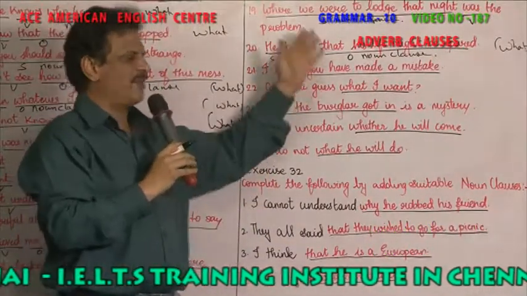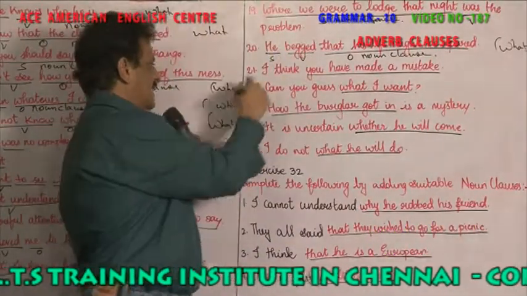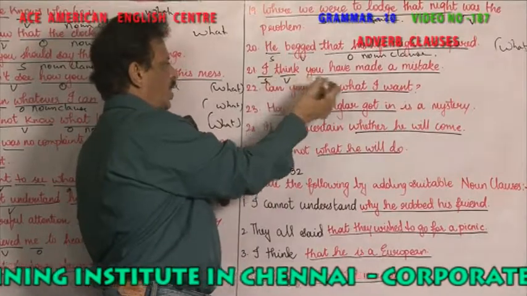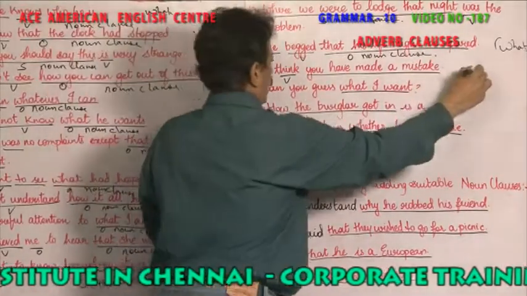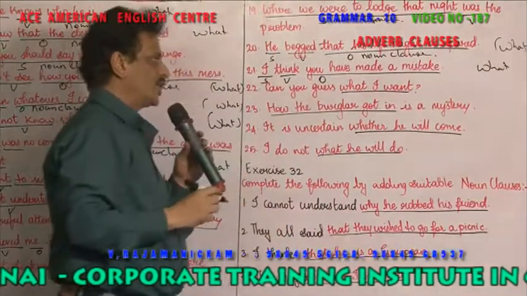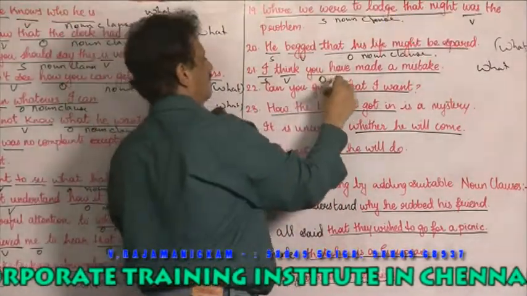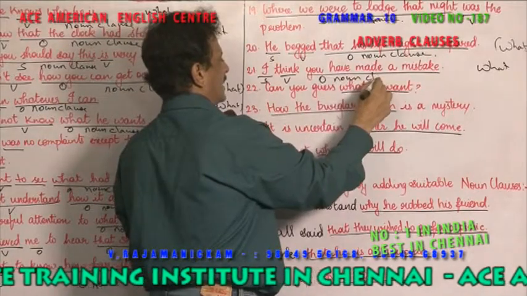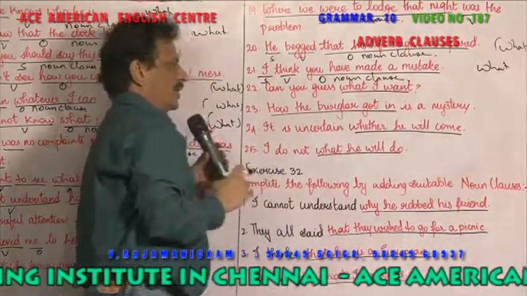I think you have made a mistake. I is the subject. Think is the verb. Think what? You have made a mistake. You ask a question, what? You get an answer, an object. You have made a mistake is thus the function of a noun and it has a subject and predicate, so it's called a noun clause.